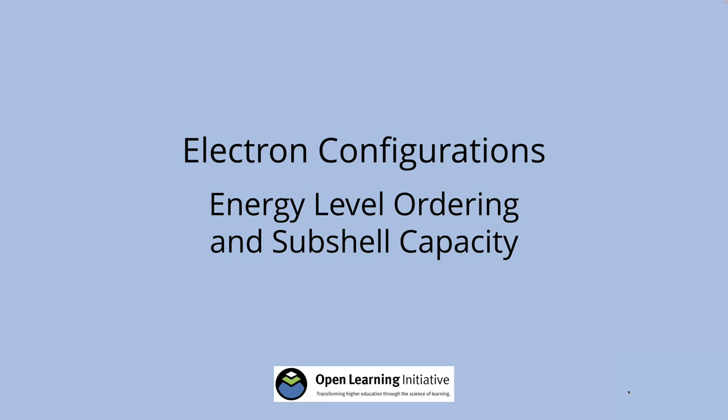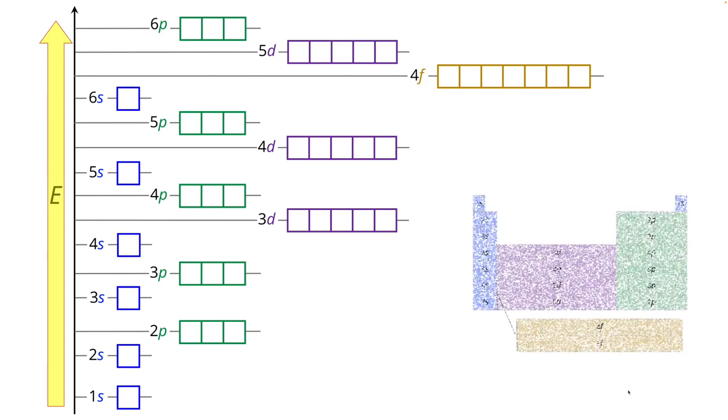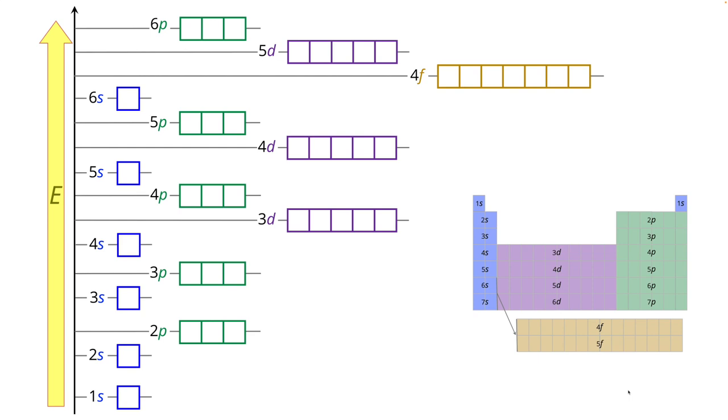Let's take a look at the energy level ordering and subshell capacity for electron configurations. Here's the energy level diagram for multi-electron atoms, with the energy going from lowest at the bottom to highest at the top. And we'll relate this to the structure of the periodic table and look at the order in which the subshells fill and how many electrons can fill into each subshell. So we start with the lowest energy that fills first.